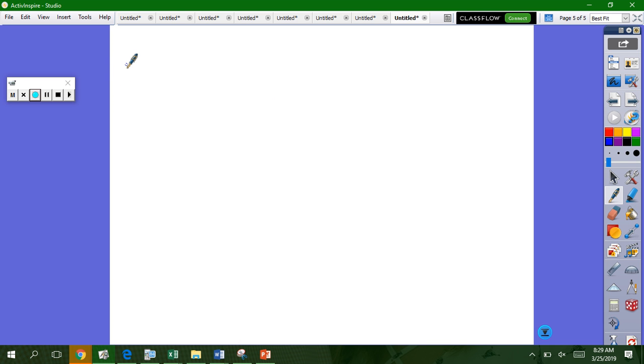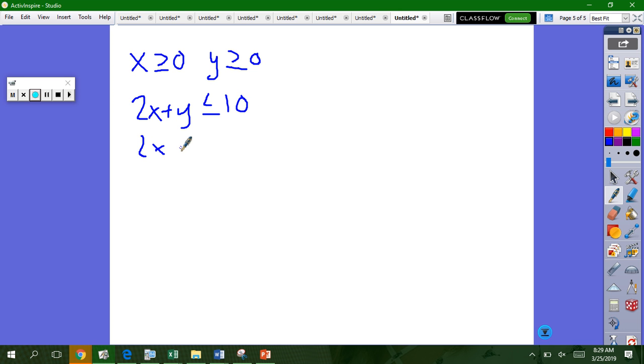So our equations are x is greater than or equal to 0, y is greater than or equal to 0. So basically, what quadrant does that put me in? Quadrant 1, right? Does everybody get that? Feel good with that? Okay, then we have 2x plus y is less than or equal to 10, and 2x plus 4y is less than or equal to 28.